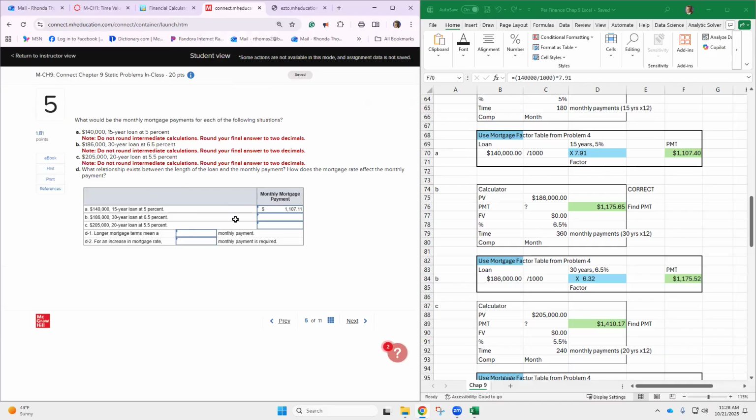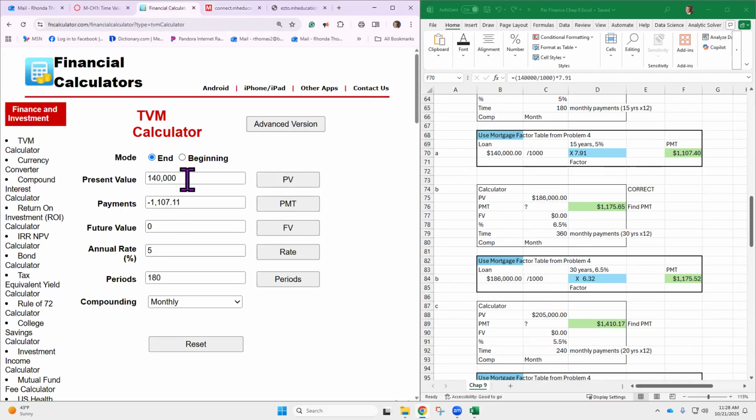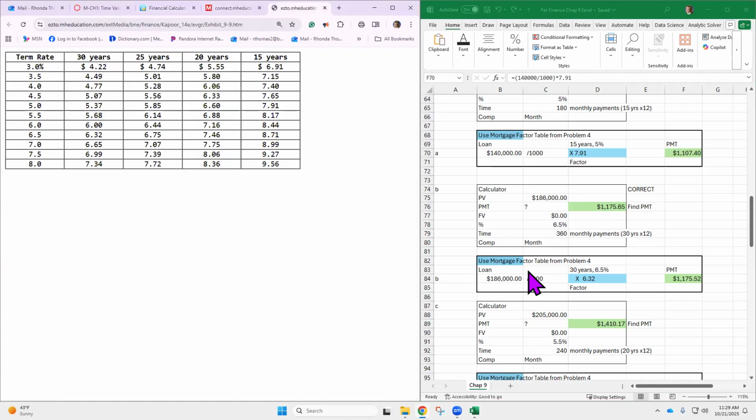The next mortgage is $186,000. It is 30 years at 6.5%. So we're going to put that in the calculator, just like we did this one, $186,000 mortgage. Remember, we're trying to find the payment a month. We have 6.5% interest. We have 360 payments because it's 30 years times 12, and we want it on monthly. The payment is $1,175.65.